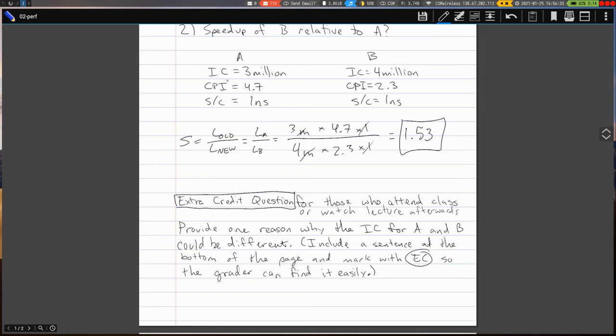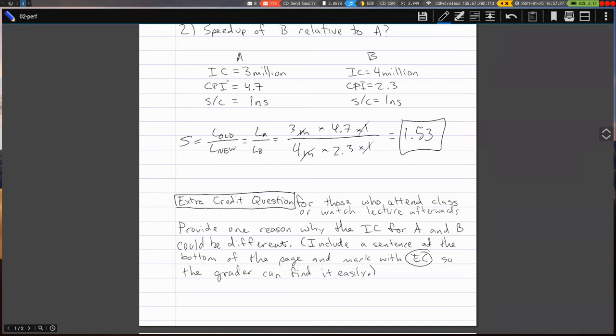There's a few different reasons. One of them could be that we're dealing with two different instruction set architectures. For example, if we compile this same program for x86 versus ARM, we're going to end up with a different number of instructions that get run on each of those two different platforms. However, the CPI is different on an Intel x86 processor versus some Snapdragon ARM processor or whatever. So recompiling for a different instruction set architecture could end up with a different instruction count.